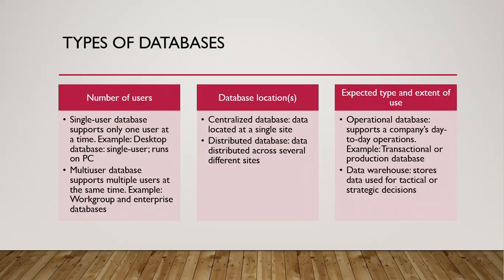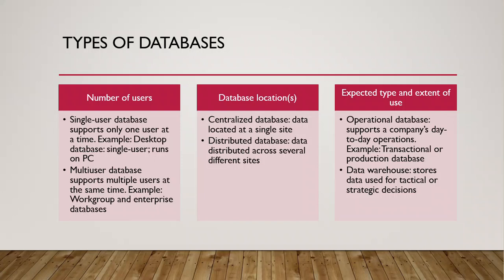Okay, next we move to types of databases. Databases can be categorized into three types. The first one is based on number of users. Second one based on database locations. The third one based on expected type and extent of use. So now we try to see the first category. We try to group or categorize the database based on the number of users.